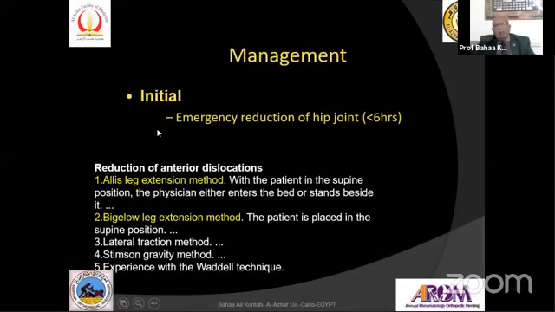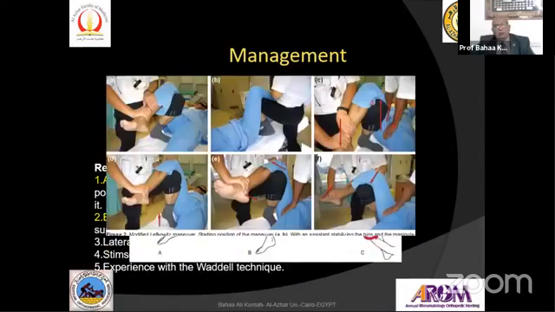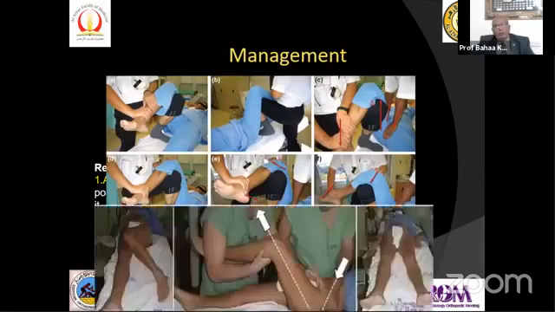The management initially, very important, is emergency reduction of the hip within 6 hours. You can use one of these methods for the reduction of the anterior dislocation, as has been mentioned before by other speakers. And this is the way of closed reduction for the hip dislocation.